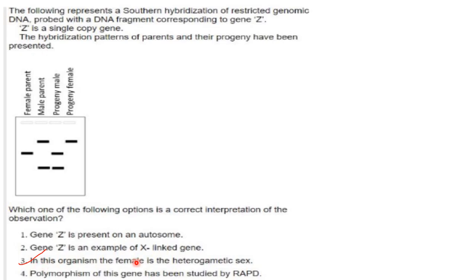Then, in this organism, the female is the heterogametic sex. That is correct because it is having only one band. So it should be ZO. And the male is the homogametic sex, ZZ. That is why the male progeny show 2 bands, whereas the female has only one band corresponding to Z gene. So it should be ZO for female and ZZ for male. So that is correct. 3 is correct.